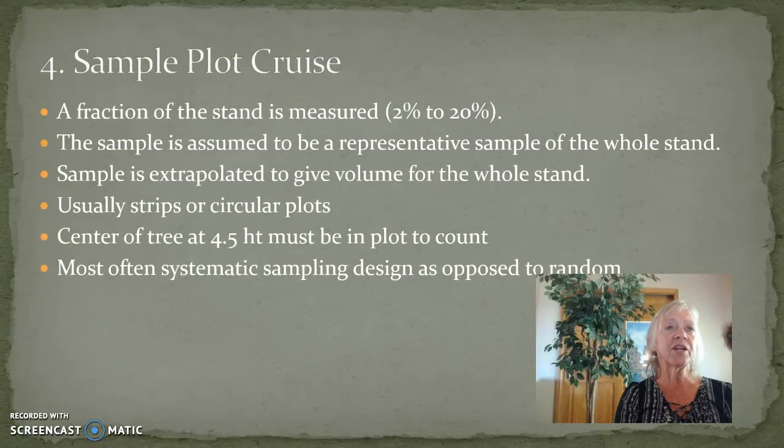The one we're going to be learning and doing is the sample plot cruise. A fraction of the stand is measured, 2 to 20%, based on how representative that stand can be. The sample is then extrapolated to give the volume for the whole stand. We'll be doing this in a second, so you'll learn what that means. It's done usually in strips or circular plots, and the center of the tree at 4.5 foot board foot height, DBH, must be in the plot to count. That didn't really make sense. Most often, systematic sampling design is used as opposed to random sampling.